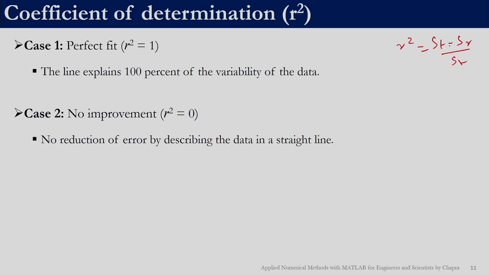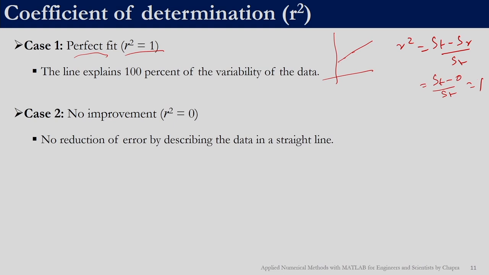Let us say SR is 0. What does that mean? If SR is 0, ST minus 0 by ST, so R square is equal to 1. That is called a perfect fit, wherein the line passes through all the data points, because the model passes through all the data points. So there is no error associated with any of the data points, only then SR would be 0, so ST minus 0 by ST is equal to 1.